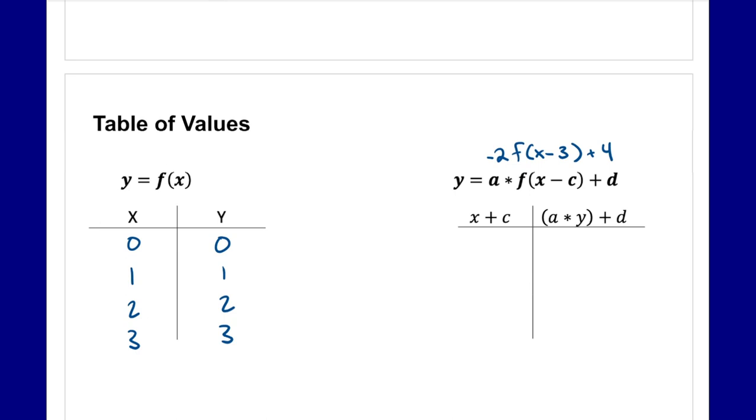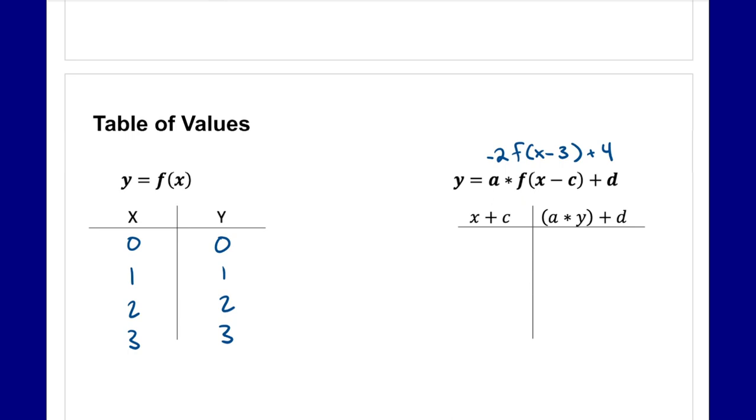So we take our c value and add it to x. The a value, again, represented a stretch or compression vertically, so we multiply our y values by whatever the a value happens to be. And then we also add our d value because that's going to shift it up or down, and that's only affecting our y values. So different transformations only affect different parts of our coordinates.